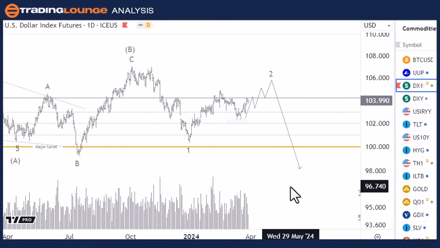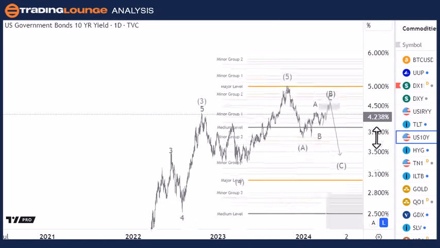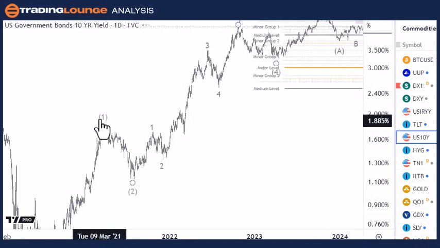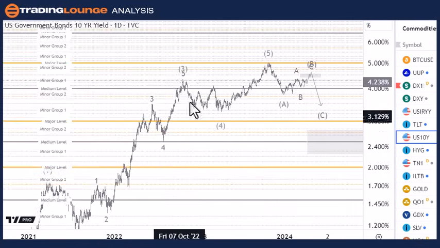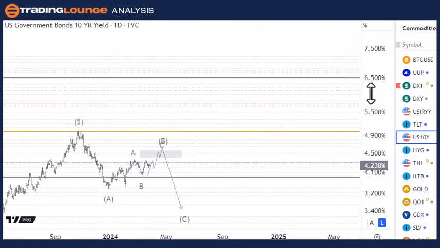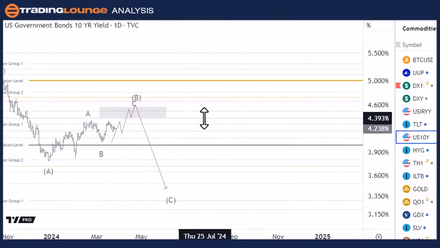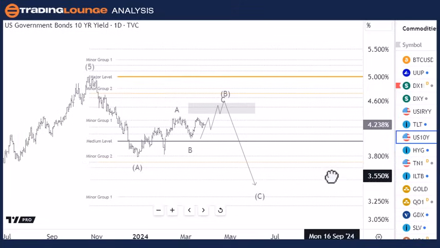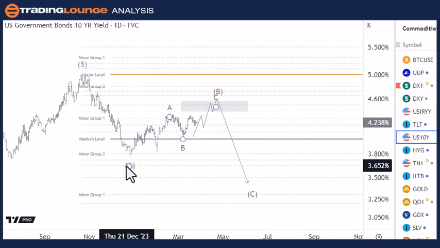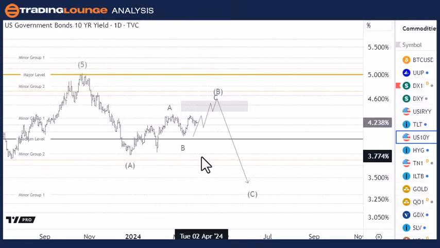So in supporting this particular pattern here will be the yield. When we look at the 10-year yields here, we've got all the way up from the low here. We have 1 and 2, and our 5 waves up here for 3 and 4, and up for the 5 here. So we're just looking for a very simple ABC correction in this space, and in that sense we've got the A wave here, and this will push up in line with the US dollar.